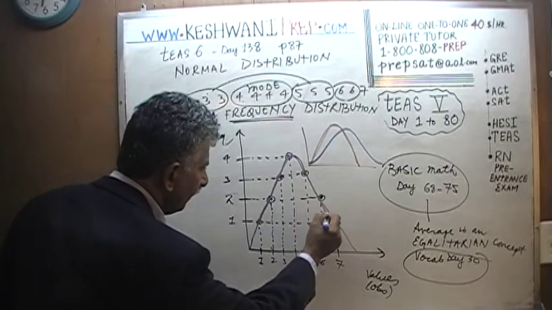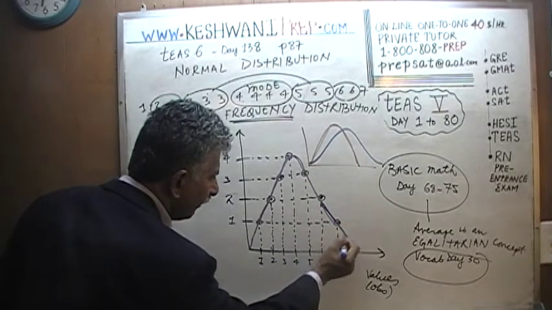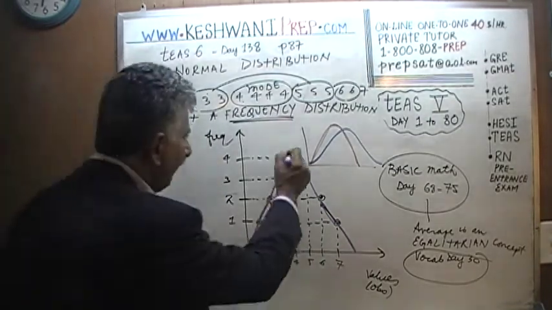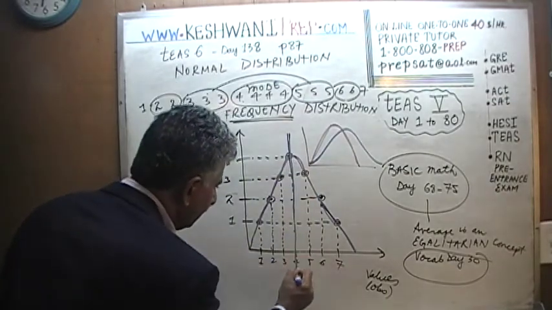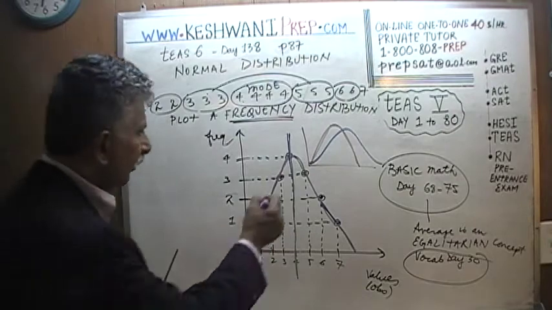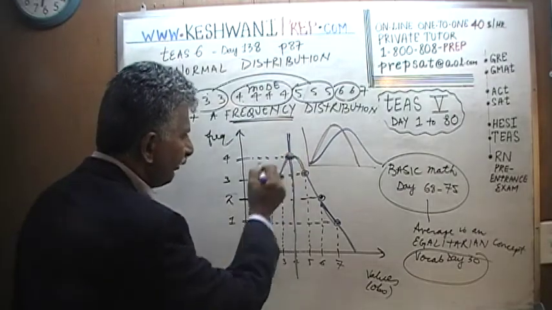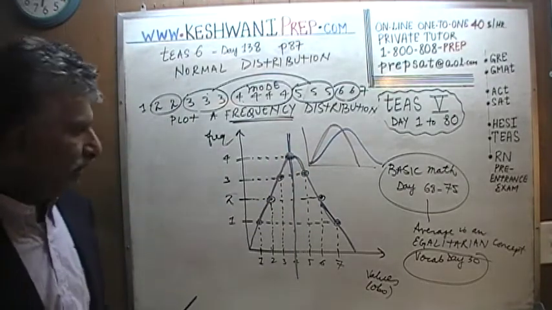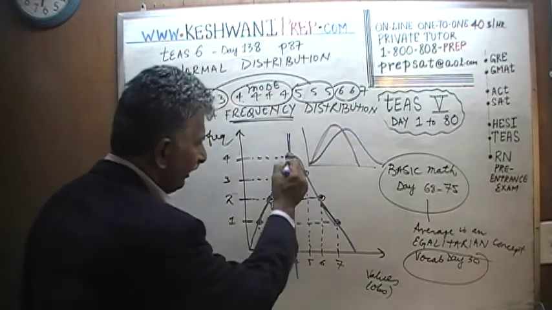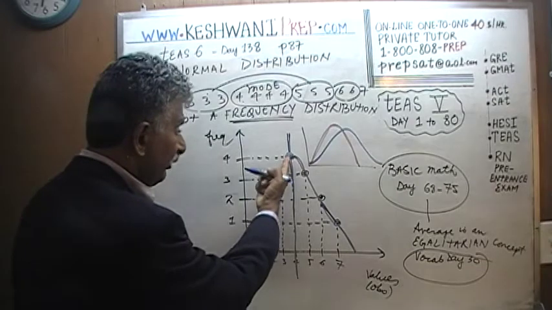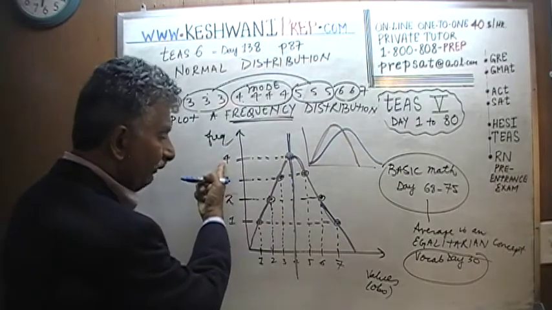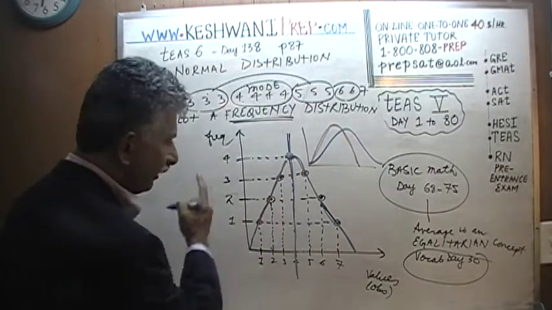Normal distribution is very symmetric. Why is it very symmetric? Because half the observations are below the mode. This is the mode. The peak tells you what is the most frequently appearing value. The peak of the distribution tells you which value appears most often. Why? Because the reason why it is a peak is because it appears most often. It appears 4 times. Which value appears 4 times? 4 appears 4 times in this case.